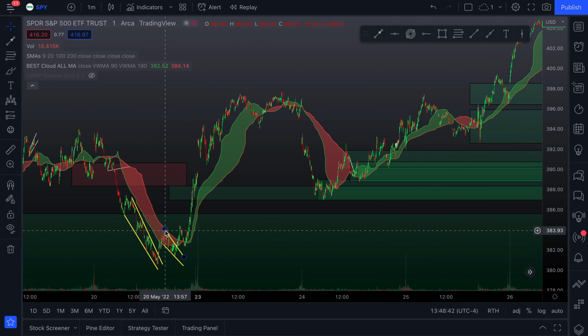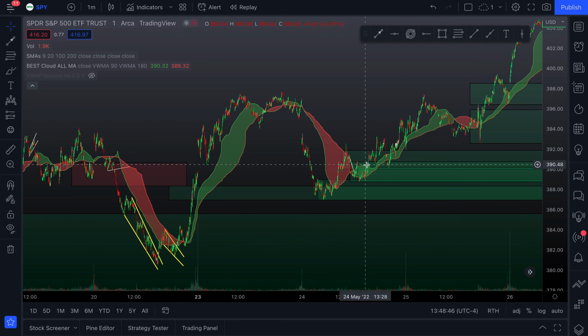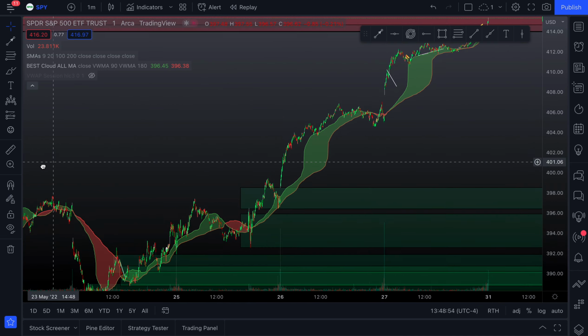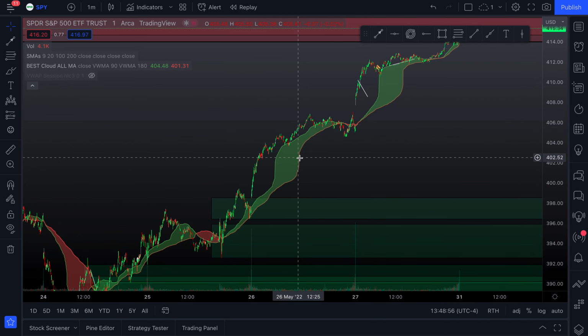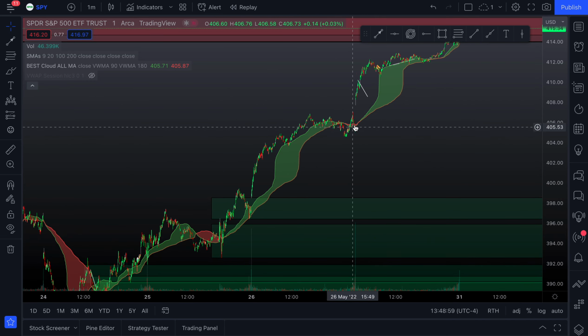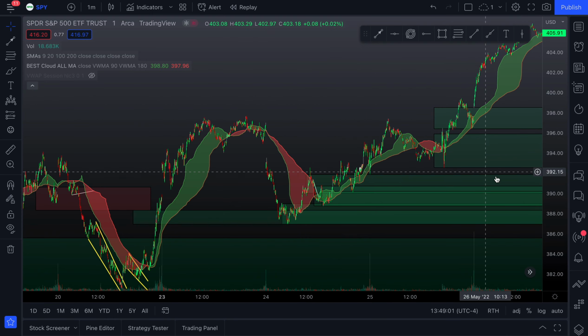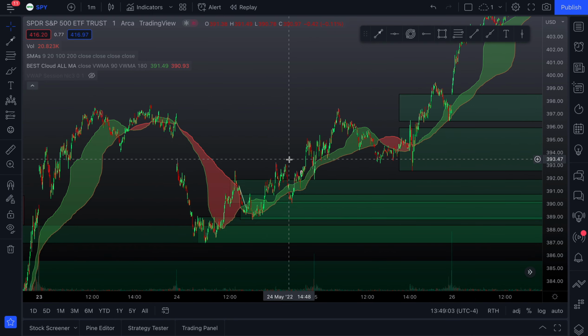Start to pop up a little here, and the cloud gets thinner. When the cloud gets thinner, that means that it's not as explosive of a move. So when you have super explosive moves like this, where it just runs up, the cloud's going to get wider. Right here, super explosive move, wider. So once you see the cloud is red, that means it's a bearish trend.